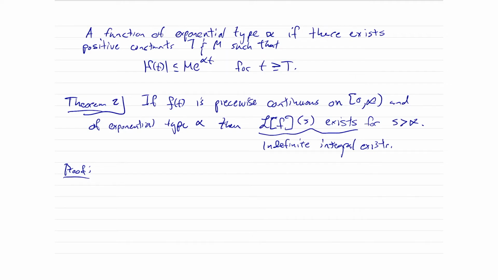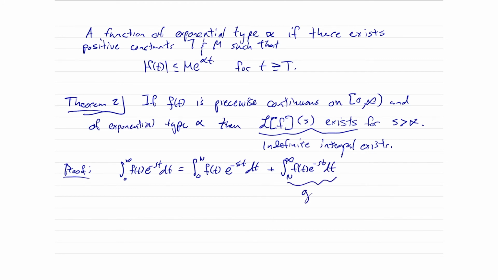Okay, so the proof of this is somewhat straightforward. What we do is we basically want to show that the limit as the upper bound of the integral goes to infinity actually exists. So if we take a look at the integral from 0 to infinity of f of t e to the minus st dt, and we want to show that it exists, we can break it up into two pieces. Integral from 0 to n of f of t e to the minus st dt plus integral from n to infinity of f of t e to the minus st dt, and we want to show that this guy goes to 0. This is the remainder term.